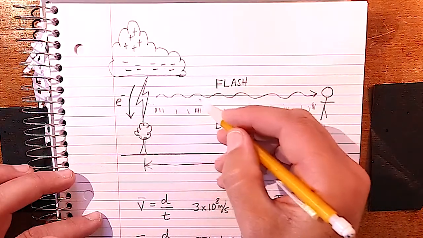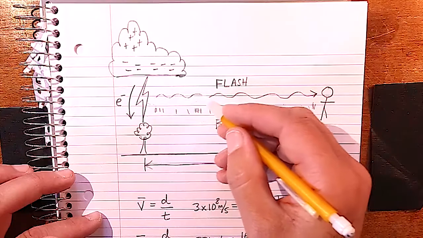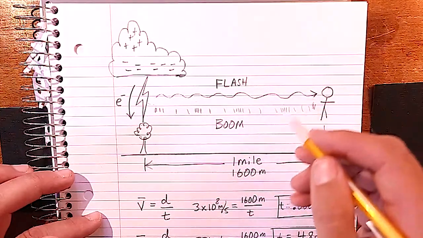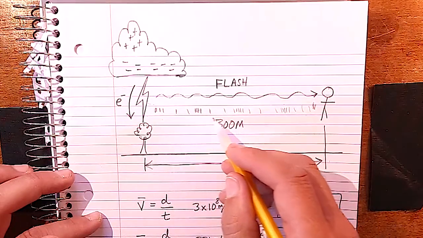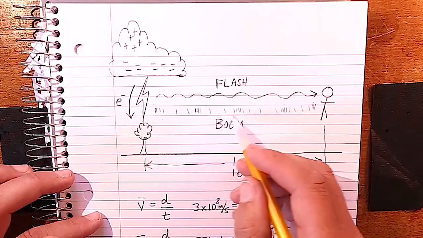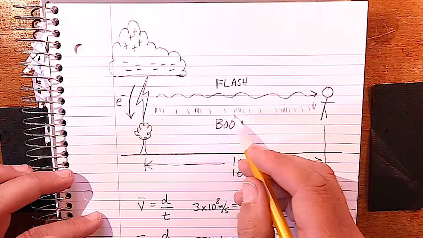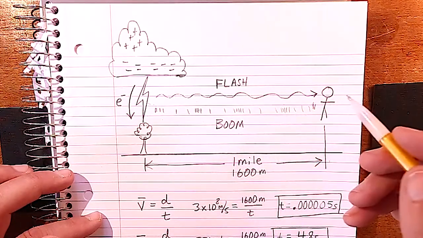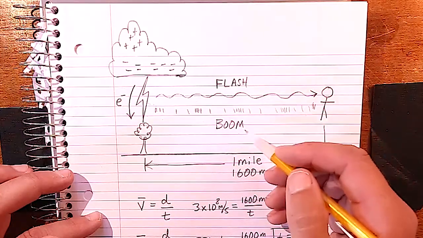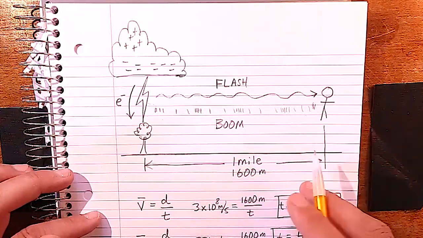Now, I drew this as a wave because light is a transverse wave, and we'll learn about that in the waves unit. And sound is a longitudinal wave, which is the vibrations of the air moving back and forth in this direction. So, which do you see first? The flash, then you hear the boom, but by how much?